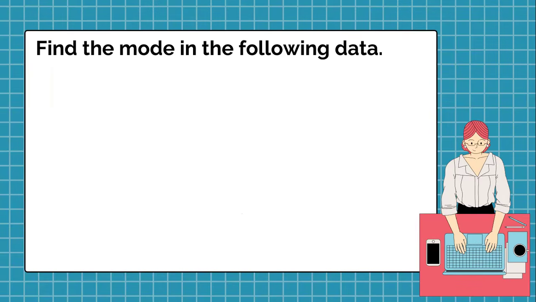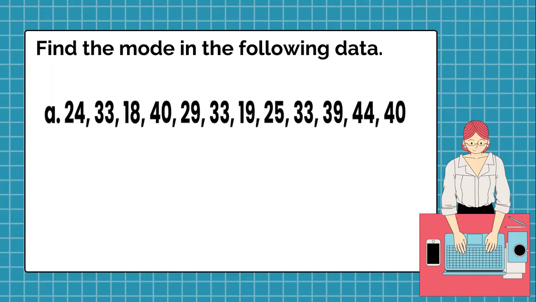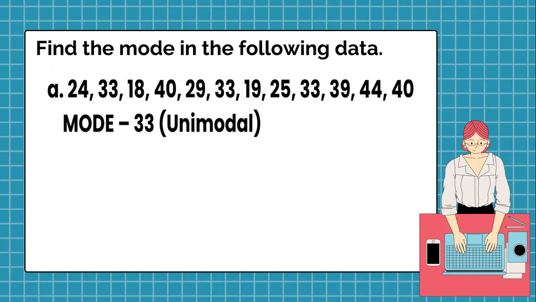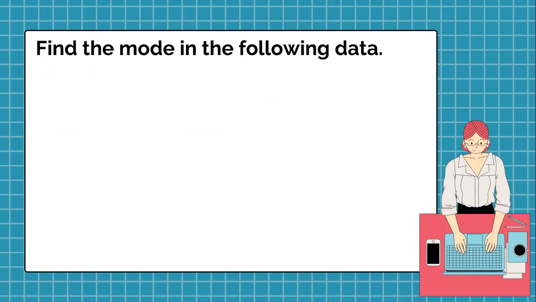Now let's find the mode of the following data. Look at the set of data. Just look at which value appears most. In this case, in the given example, observe. Here's the answer. This is unimodal. It means it has only one mode because the number 33 appeared three times in the data set. So that's the most common value. This example is considered unimodal. What about this one?